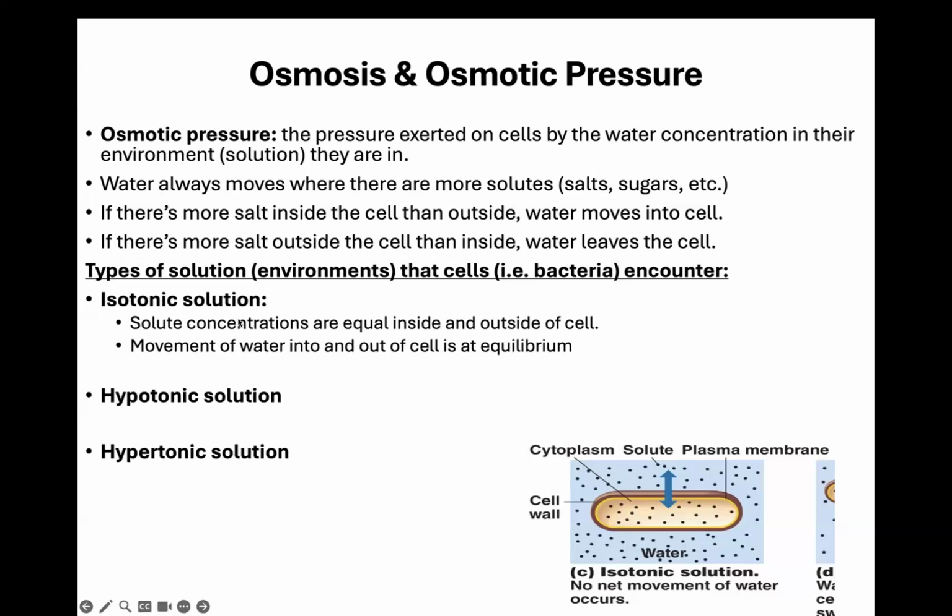So these words refer to the solution, not the cell. If I tell you we put cells in a hypertonic environment or a hypertonic solution, hyper means overly, so this is an overly salty or overly sugary solution. If I tell you that we put cells in a hypotonic solution, that could be like plain water, it has less solutes or less sugars than the cell. And then an isotonic solution has an equal amount of solutes and sugars as the cell.